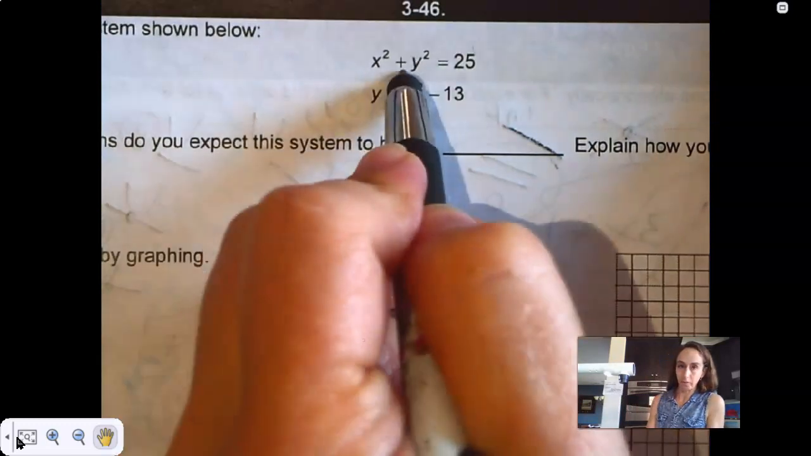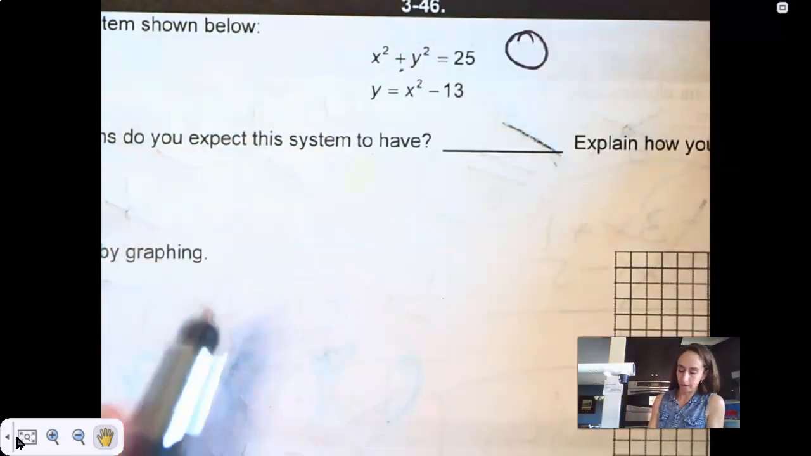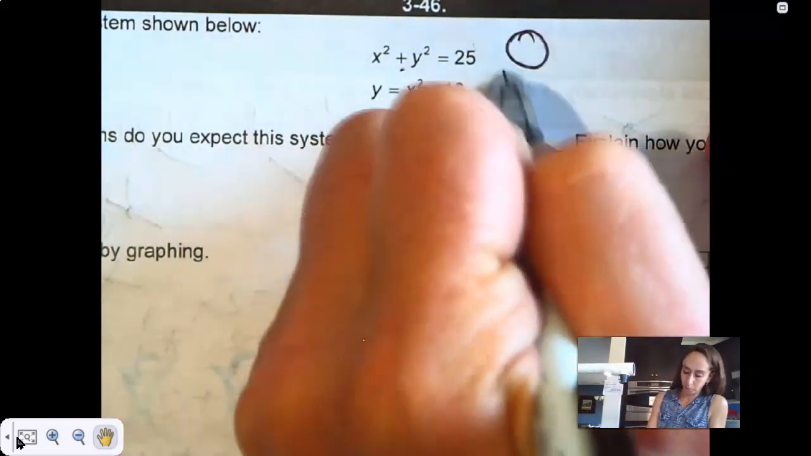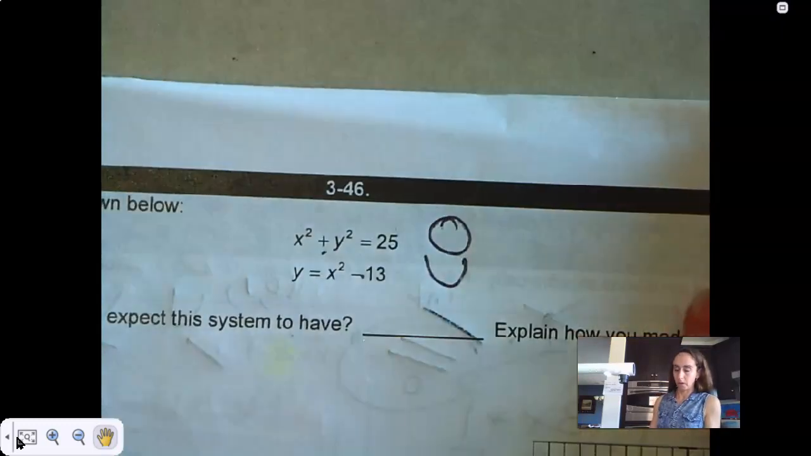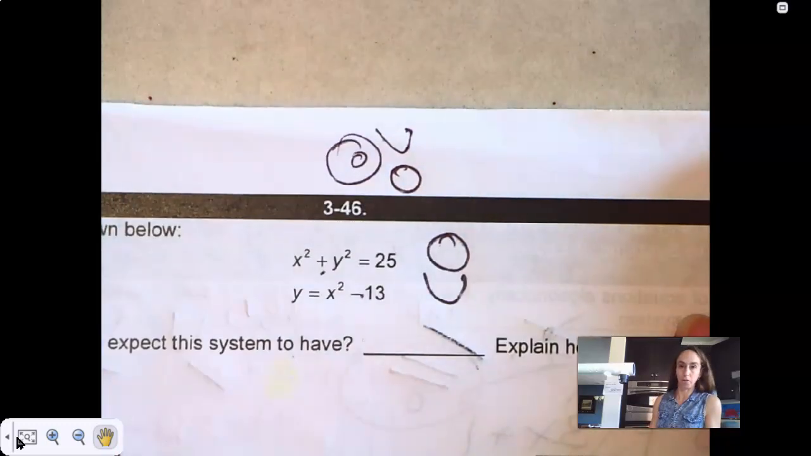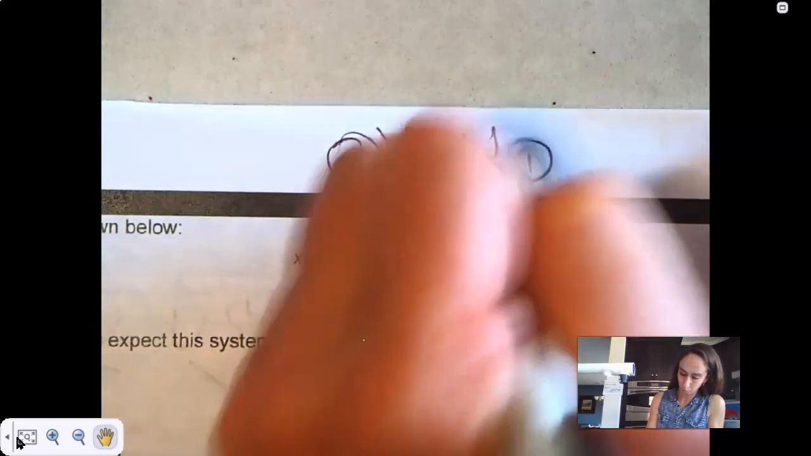Well, do you know what the shape of this is? A circle. Great. Do you know what the shape of this is? A parabola. Great. So we've got options. Options are, here's the circle, here's the parabola. They don't touch at all. Got another option, here's the circle, here's the parabola. They touch once.